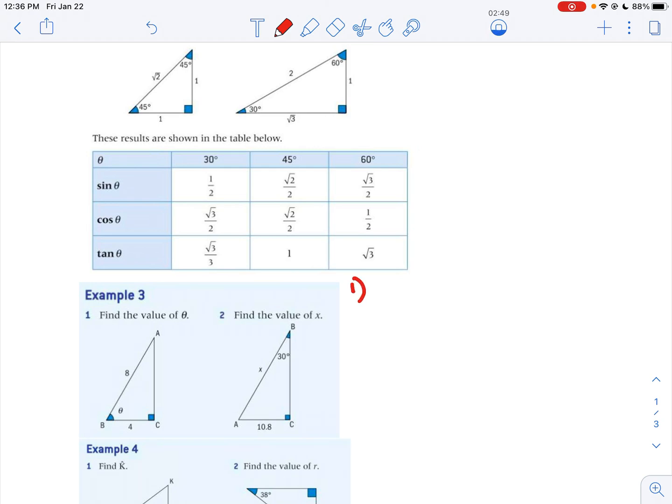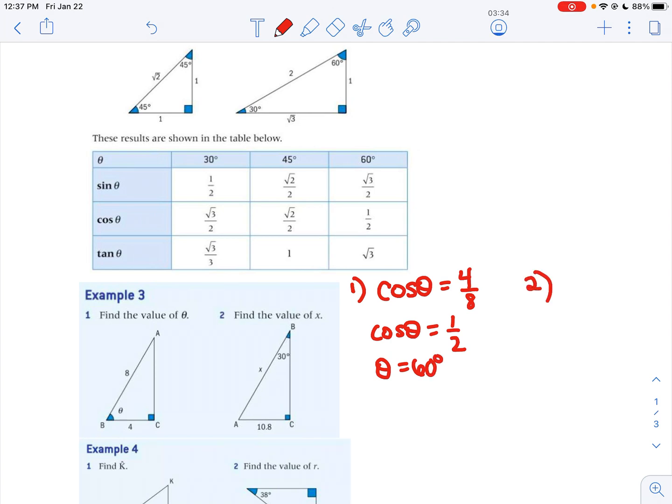Number 1 says find the value of theta. From theta, I have the adjacent and the hypotenuse. So which trig function would I use if I know the adjacent and the hypotenuse? Well, you should use cosine. So we're going to say cosine theta equals 4/8. Well, cosine theta is 1/2. So look at your table. Don't touch a calculator here. The cosine of theta that gives you 1/2 means theta is 60 degrees.